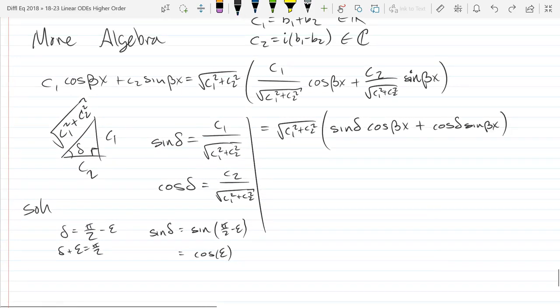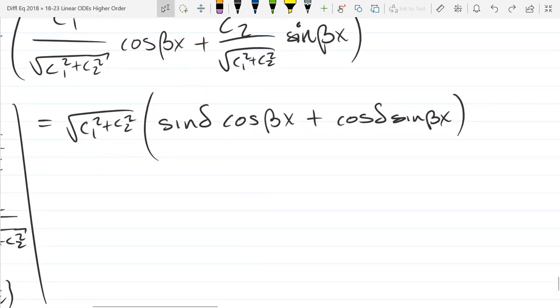Initial conditions will determine these constants that I'm just kind of throwing around. Now is a good time to talk about constants. The constants really are delta and beta at this point. Those are the two constants right here.